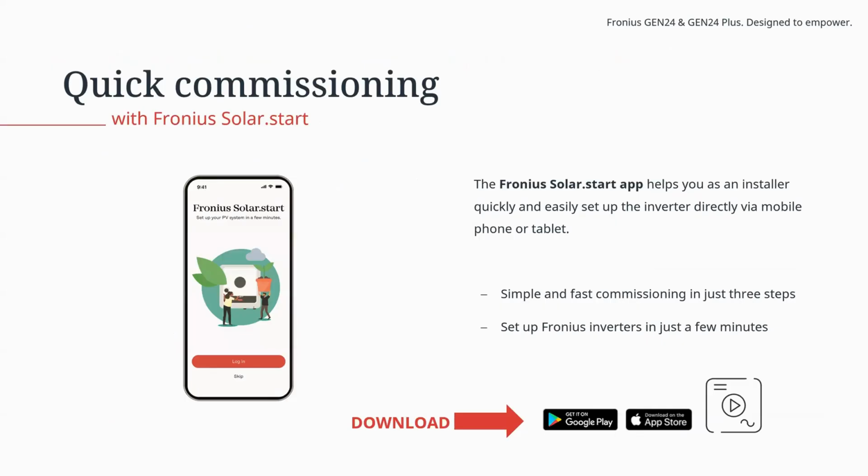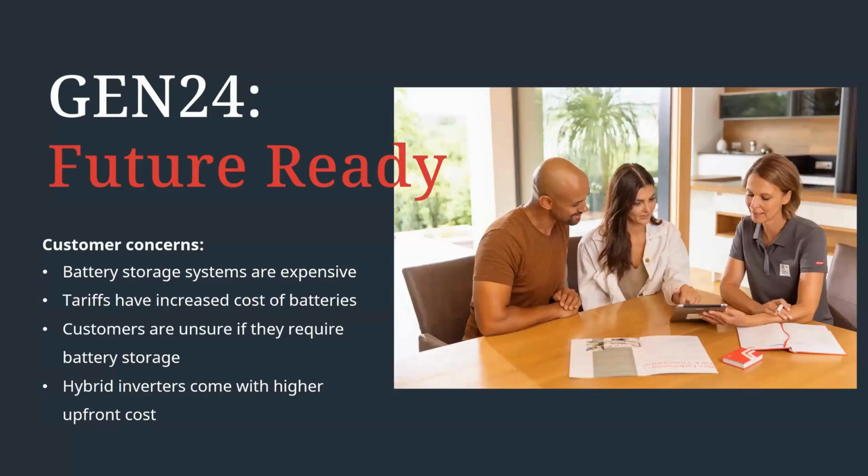Again, the quick commissioning with the Fronius Solar Start. Again, 3 easy steps to keep all of your commissioning order in line and make sure that all of the settings are properly set with the inverter. We haven't talked yet about the hybrid functionality, but the Gen 24 can be installed as a PV-only inverter first and can then be upgraded to a hybrid inverter. So we have the hybrid capability within all of our Gen 24 systems.